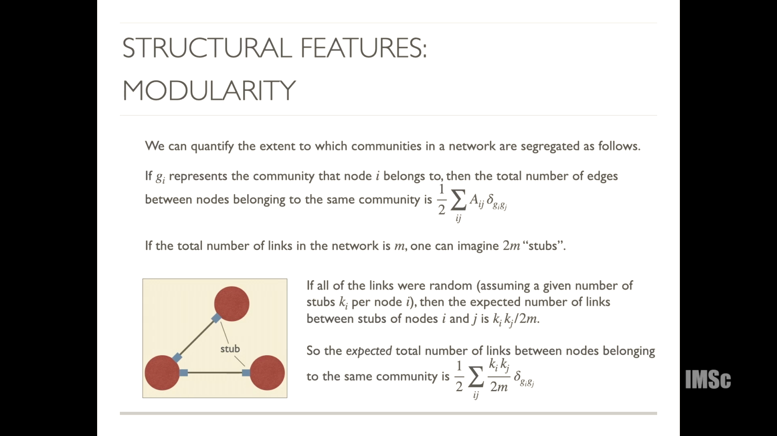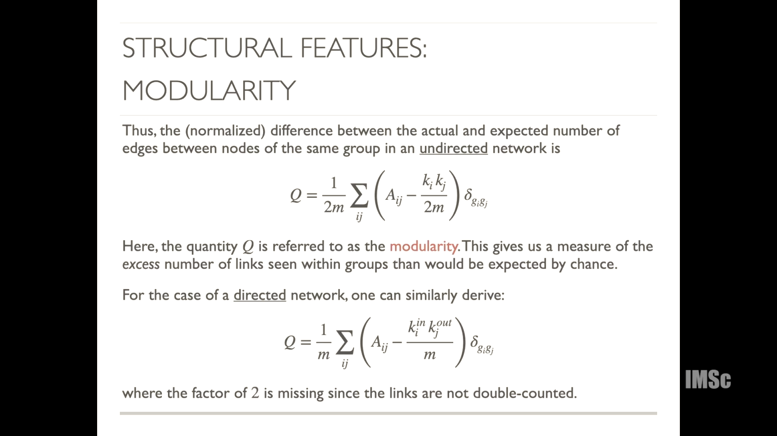So the expected total number of links, if it was purely random, between nodes belonging to the same community should be this, right? So basically ki kj by 2m times this one, which is again to ensure that you are within the same community. If you are within the same community, this is what you would expect to see, not this. So this is expectation and this is reality, right?